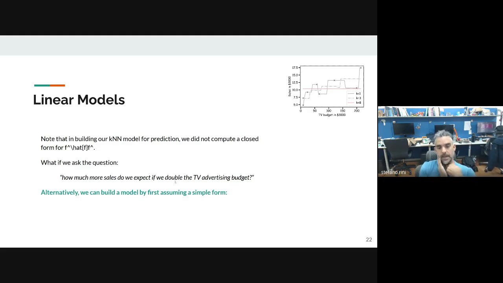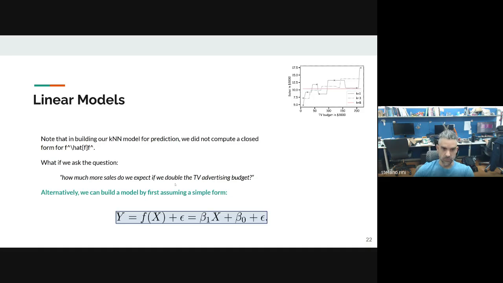So when we built our KNN model, we never chose the function that we wanted to use. We never chose this f of theta that we wanted to use in our statistical model. So we didn't explicitly describe this. What we can do is try to have a linear approximation. We can say that among all the functions that map the budget into the sales, we can choose this function to be a linear function, right?